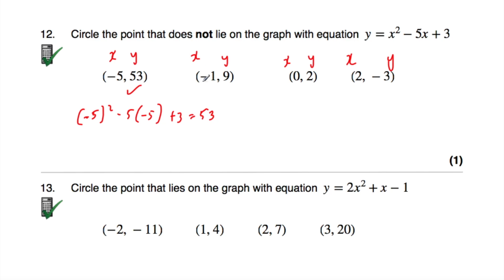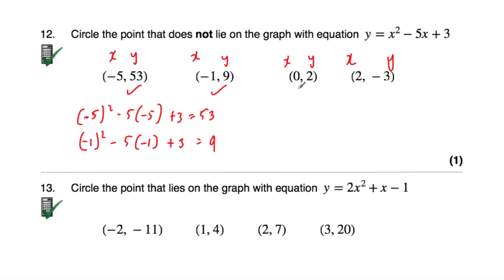Now if x is equal to -1, we're going to do -1, close brackets squared, minus 5 times -1, and then plus 3. I'm just going to go back and change the -5s to -1s, a little bit of a shortcut. If you press equals, we get 9. So that point is also on the graph of equation y equals x squared minus 5x plus 3.